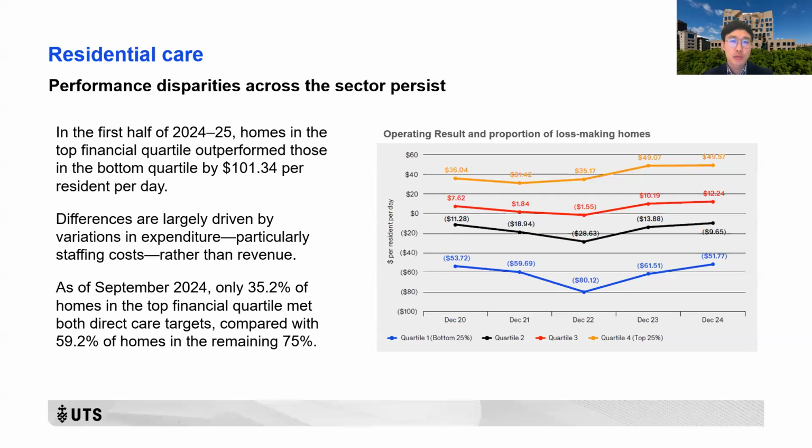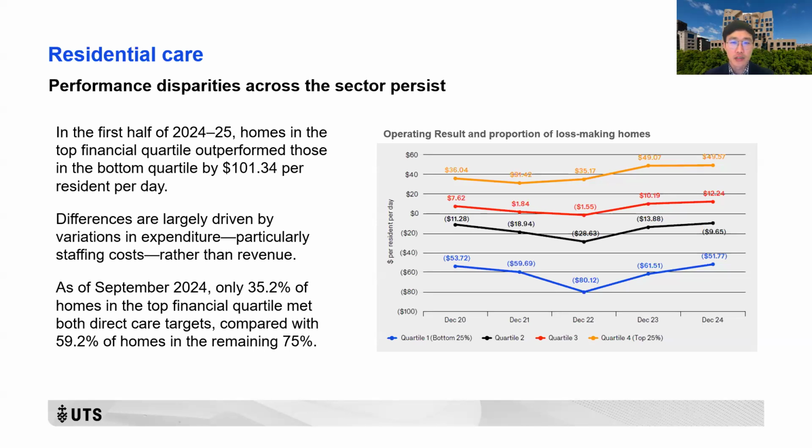Furthermore, the homes with better financial performance have characteristics of a higher average occupancy rate and a higher percentage of supported residents, whereas the homes in the bottom quartile are more likely to be located outside of metropolitan areas, smaller in scale, and operating either as standalone services or smaller providers.